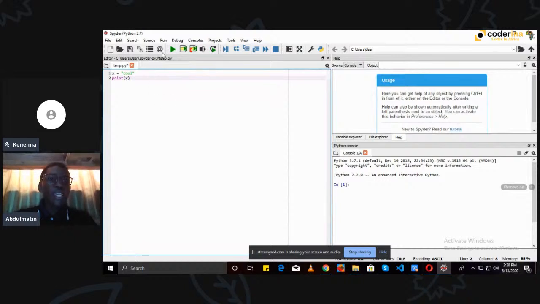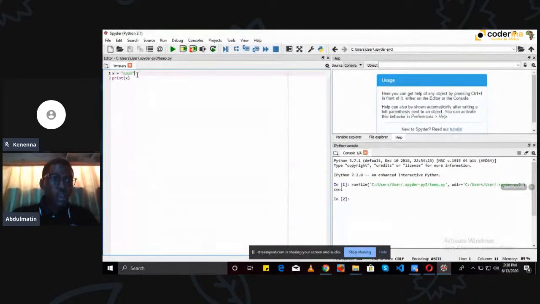So once I run it, you can see it's printing cool. This is our console. This is where it's going to be printing everything, and here is where we're going to be writing our program. You can see x is equals to cool, where cool is a string, so print x is going to print cool.